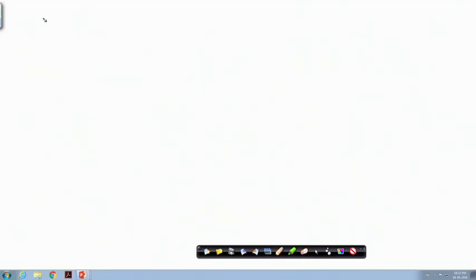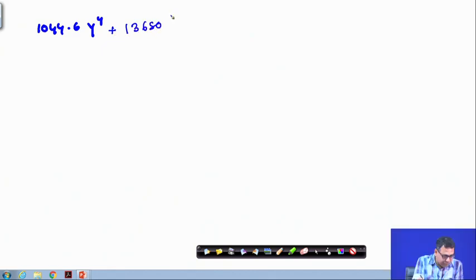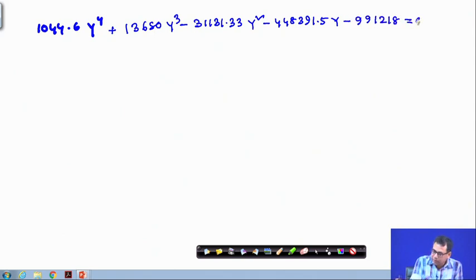I solved one example in the last class, a sheet pile in granular soil or phi soil, and ultimately I got that final expression: 1044.6 y^4 plus 1380 y^3 minus 3113.33 y^2 minus 4483.91.5 y minus 991218, a y to the power 4 equation. Ultimately I solved it through the trial and error method.